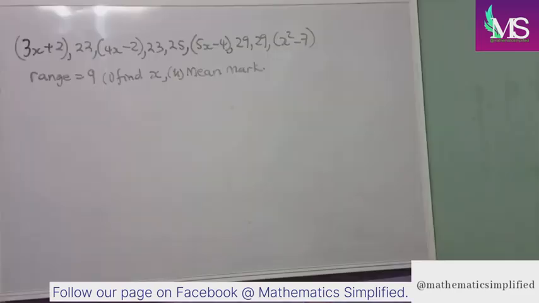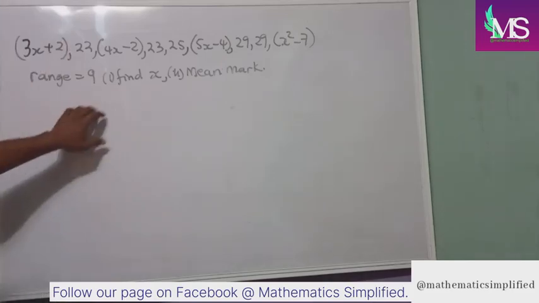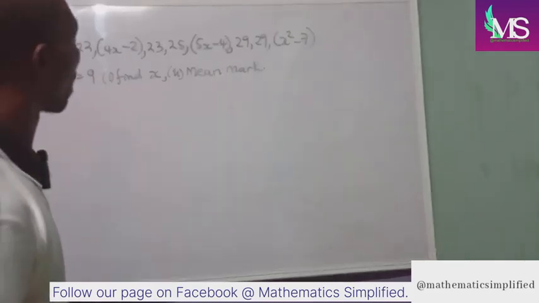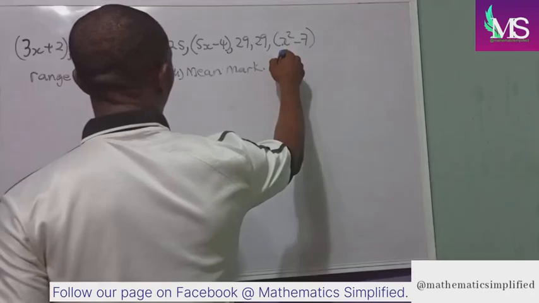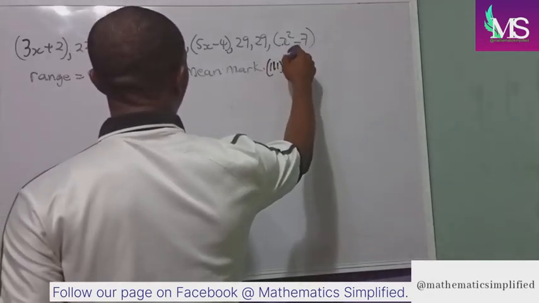The data represents the scores obtained by 9 applicants in an interview arranged in ascending order. Now, the question says, if the range of this data is 9, we should find x, the mean mark, and the pass mark. The third one is the pass mark, if the 4 highest people are picked.